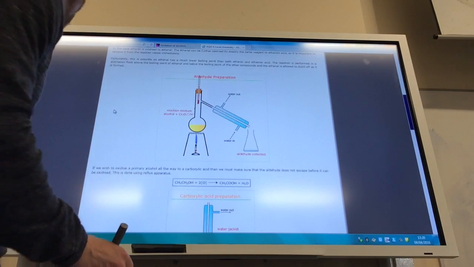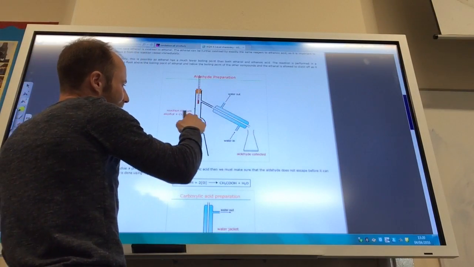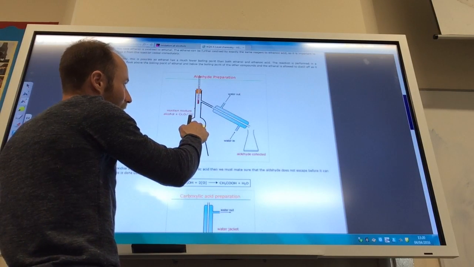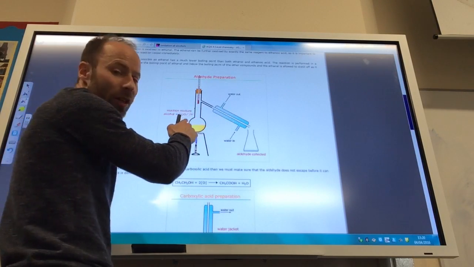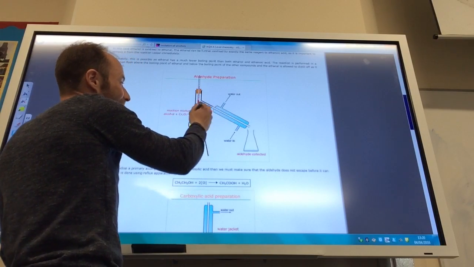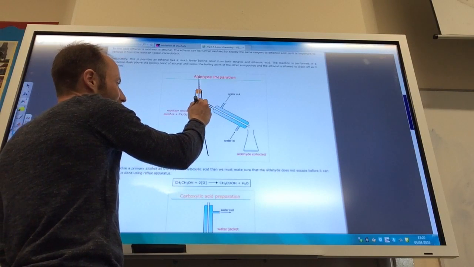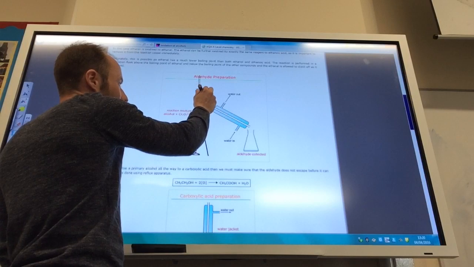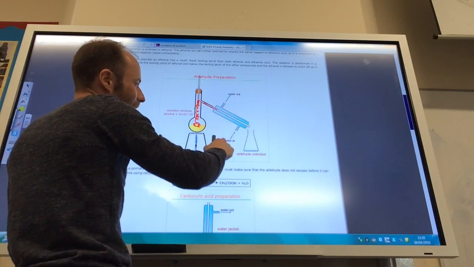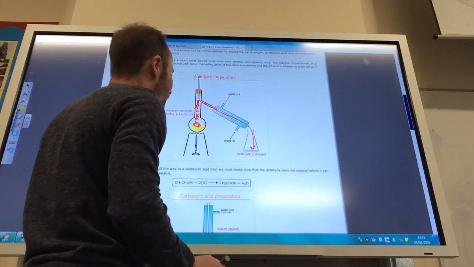This is how I could make an aldehyde if I started with a primary alcohol. So into my round bottom flask, I would put my primary alcohol and my potassium dichromate and my acid. So that would all be there and it'd be a nice orange colour. I'd heat it up. As it heats up, so my aldehyde's formed, it goes down here. This is a condenser here. So your water goes in here, out there, so it gets cooled.